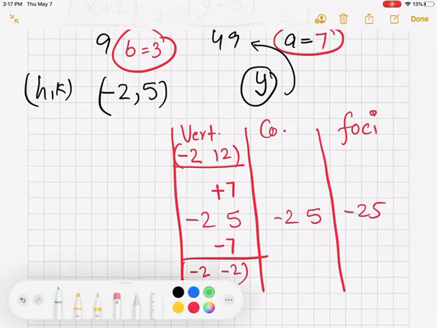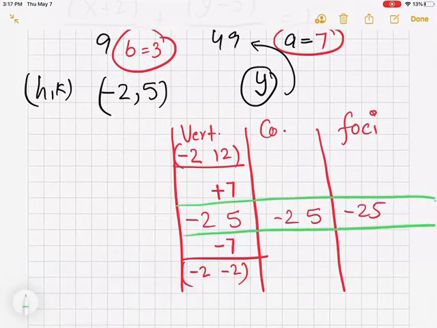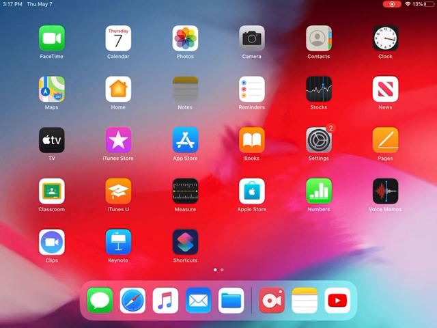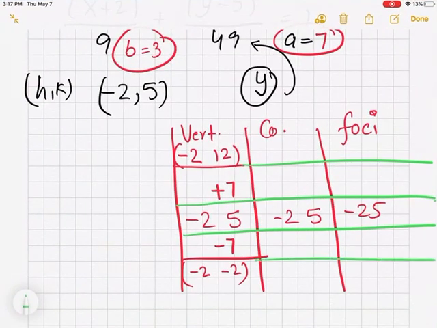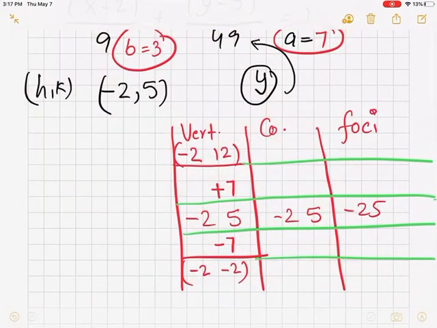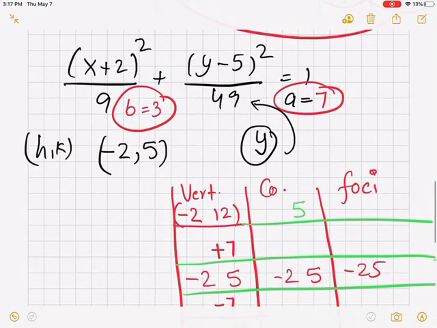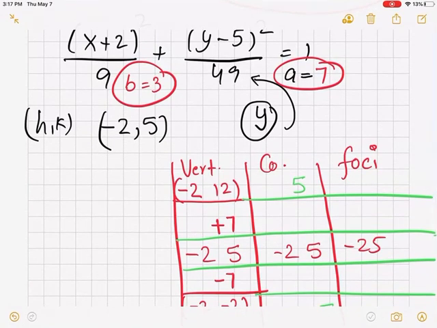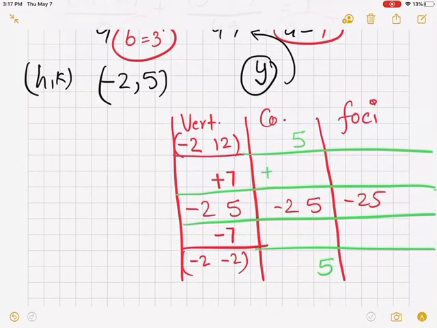How about co-vertices? Co-vertices, oh, my bad. Co-vertices are on the x-axis. So now x would change, y stays the same. So I'm just going to put y right away. How many units do you travel on the x-axis? We're going by 3 units. So I would add 3 to get the number on the right side, and subtract 3 to get the number on the left side. The number on the right side would be (1, 5). The number on the left side would be (-5, 5).